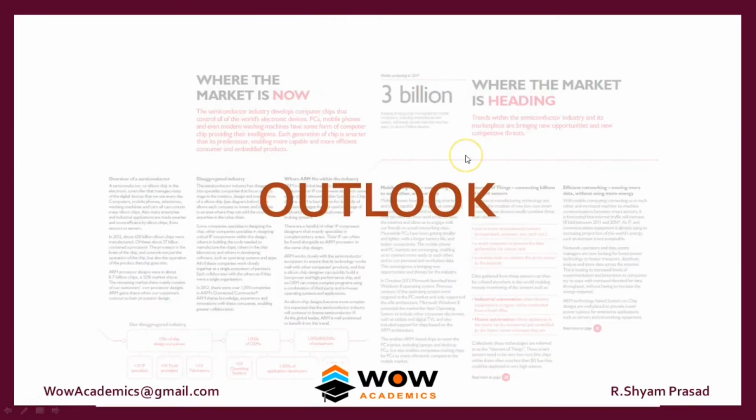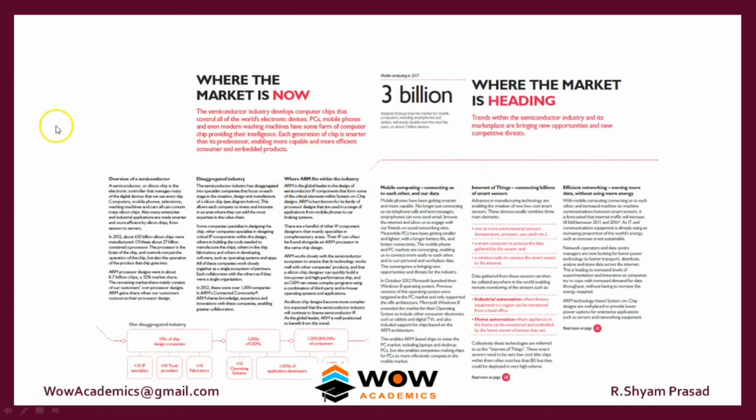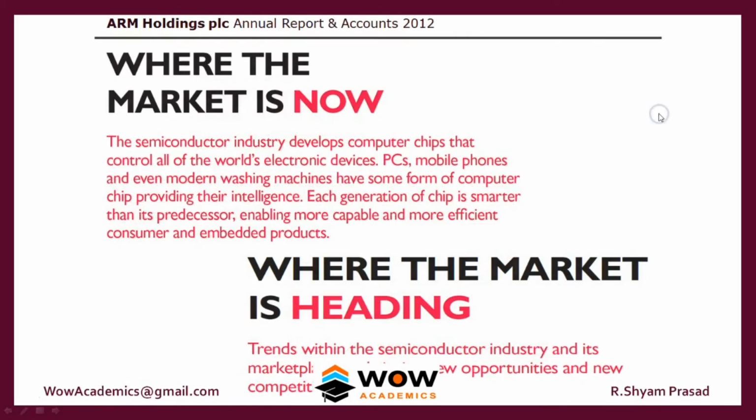So the company also has to have a detailed outlook of the future. This one says where the market is currently and where it will be heading in the next few years. So it's about where the company is moving. Companies should usually give good information about the future movement of the business, where the market is now and where the market is heading.